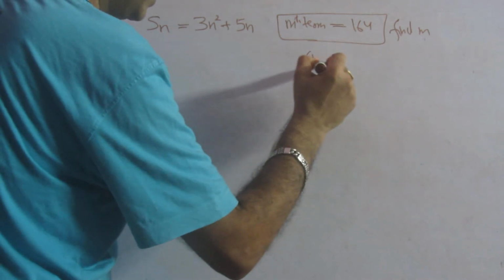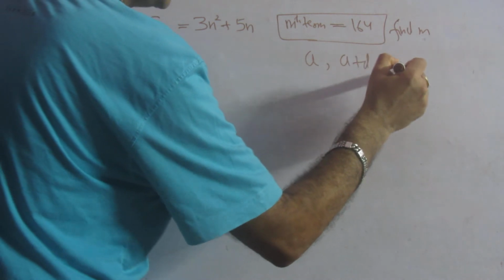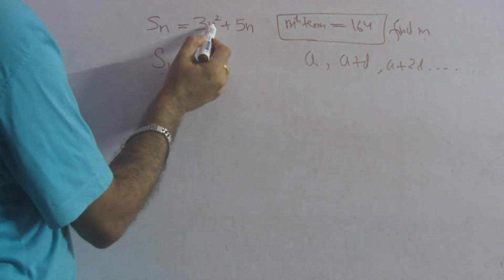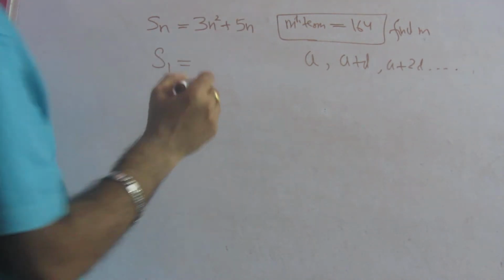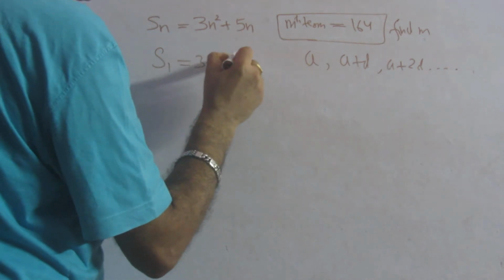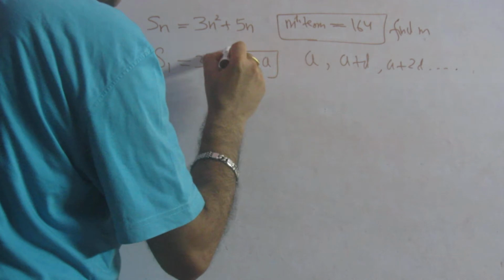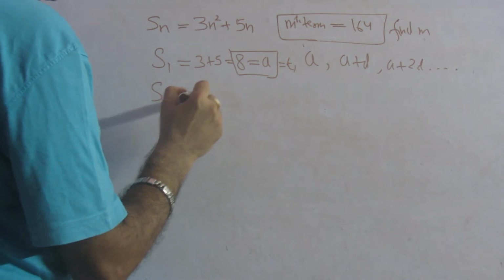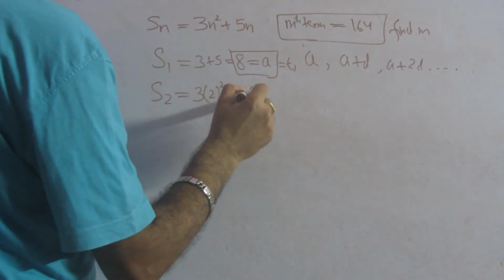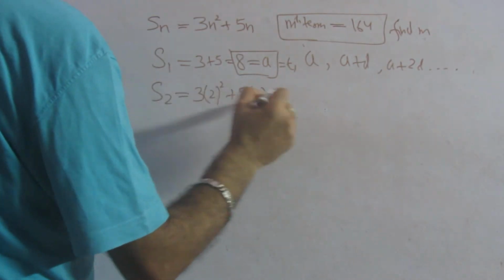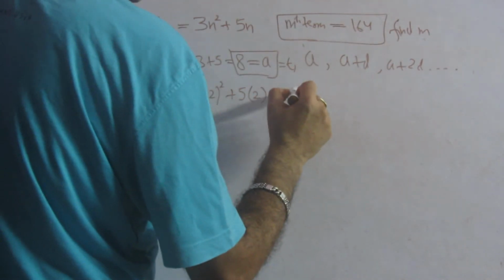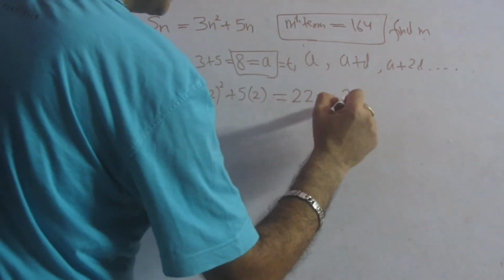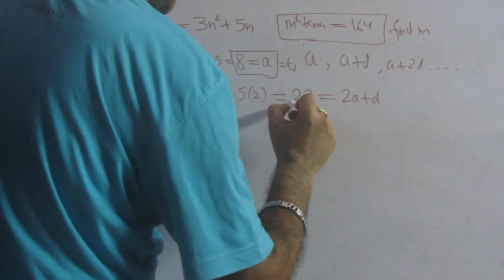So it is exactly like the previous question. Let me again write the AP. It would be A plus D, A plus 2D, like this it goes on. So let me first find S1. S1 would be 3 into 1 square is 1 plus 5 into 1 is 5. So S1 is 3 plus 5, which is 8, which is your A, as well as T1. Now S2 here would be 3 into 2 square plus 5 into 2. So 4 3s are 12 and this is 10. So we get 22, which is equal to S2, which is 2A plus D.